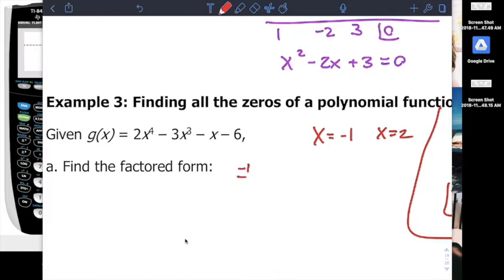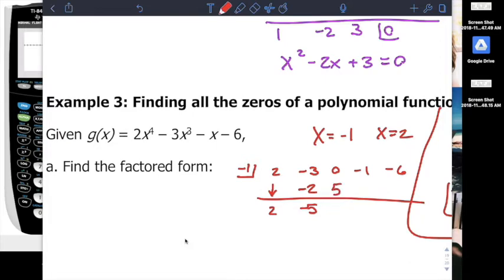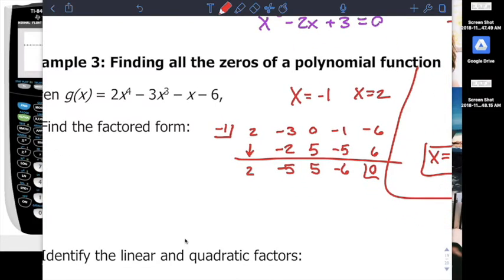So we'll go -1. Check for gaps. Looks like we got a few. You got 2, -3. You don't have an x squared, so 0, -1, -6. Okay, so drop down your 2. Multiply, that would be -2. Add, that would be -5. Multiply, that would be +5. Add, you get +5 again. Multiply, you get -5. Add, you get -6. Multiply, you get +6. Then you have that remainder of 0.